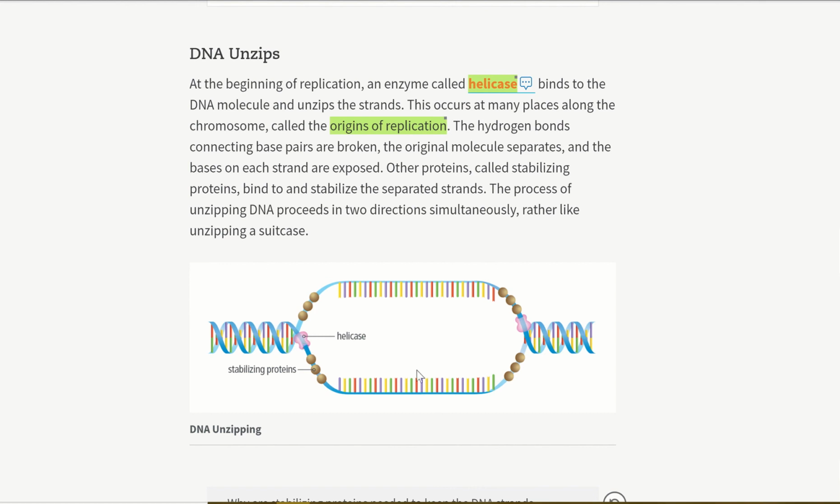We're going to get one going this way, but we're also going to get one here going the other way. And what it's going to do is start opening up that DNA, so that we can start bringing in free-floating nucleotides on this side and on this side. Okay, and what you'll notice is that yellow and purple are going to go together.